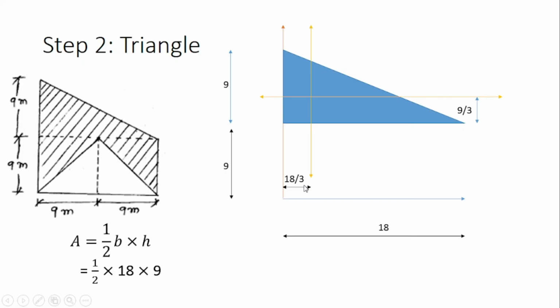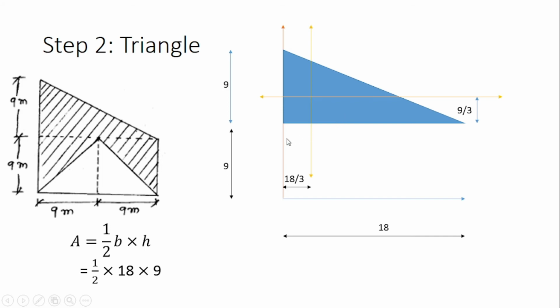Now we'll try to find out the area of this triangle. As we know, the area of a triangle is half of the area of a rectangle. That's why the formula becomes A equals half base into height. Base is equal to 18 meters and height is equal to 9 meters. So by putting in this formula, we can easily calculate the area in terms of meter square.